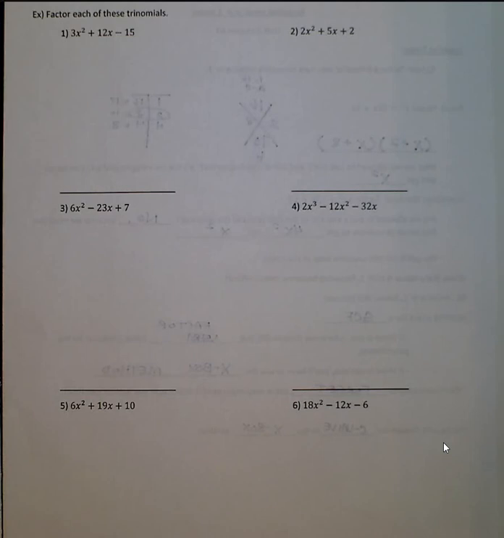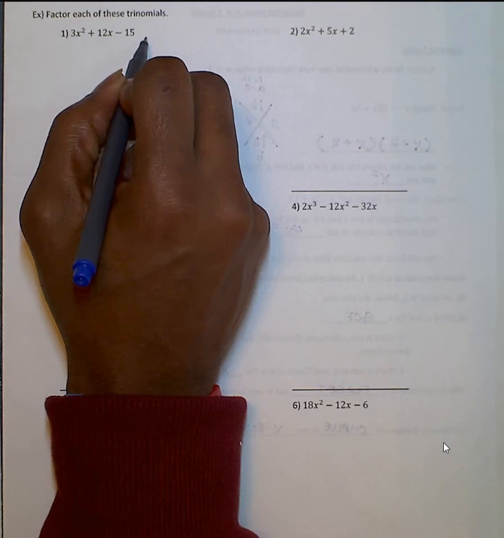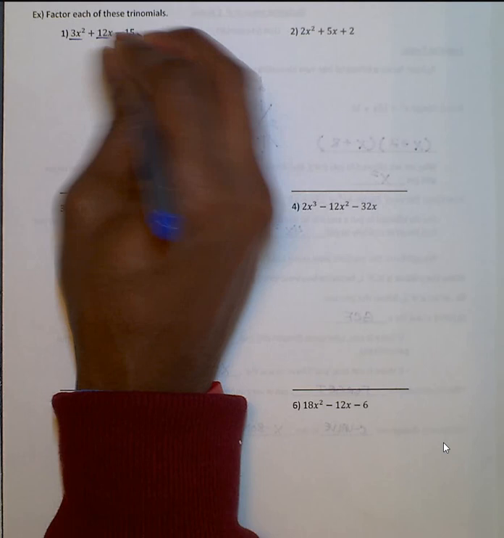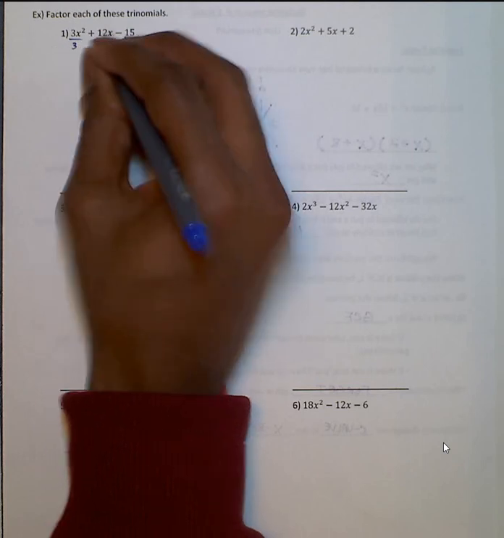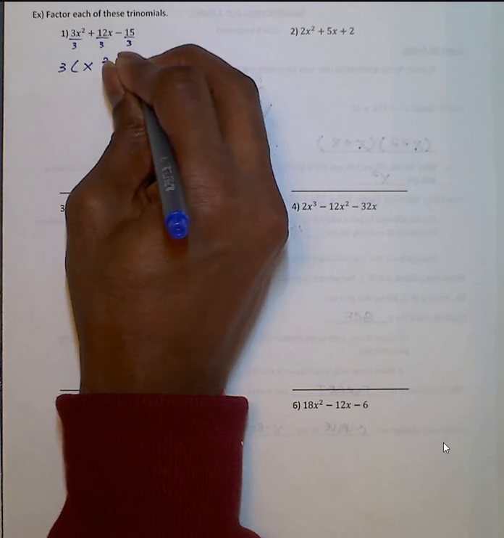So, number 1, we have 3x squared plus 12x minus 15. This is not a problem that we really love because a is not 1. When a is 1 and we got down with our multiplication and addition facts, it got pretty quick. But in this case, a is not 1. First thing that we have to do is check and see, is there anything that goes into 3x squared, 12x, and 15? We should notice, hey, they all have 3 as a factor. Let's factor that out. X squared plus 4x minus 5 left.